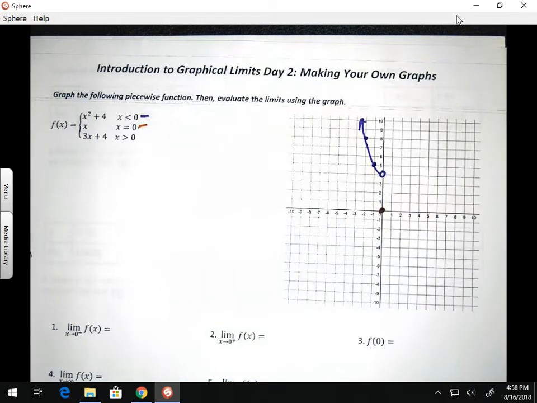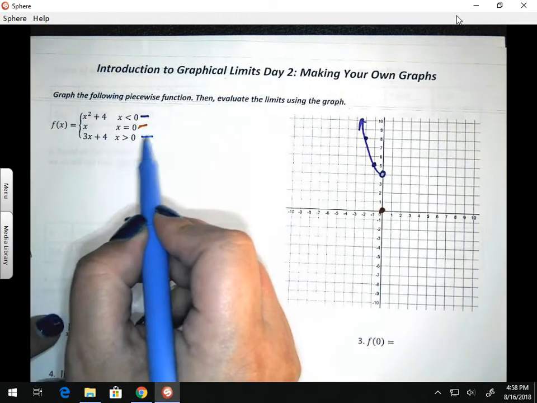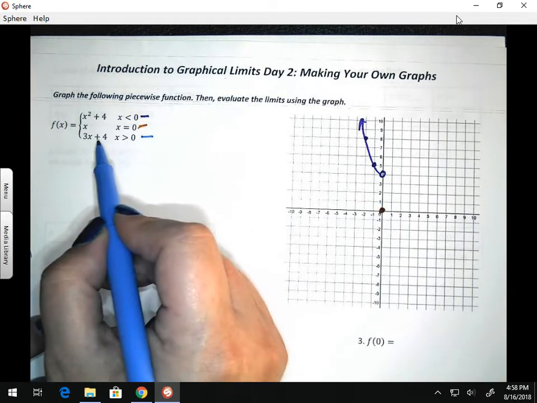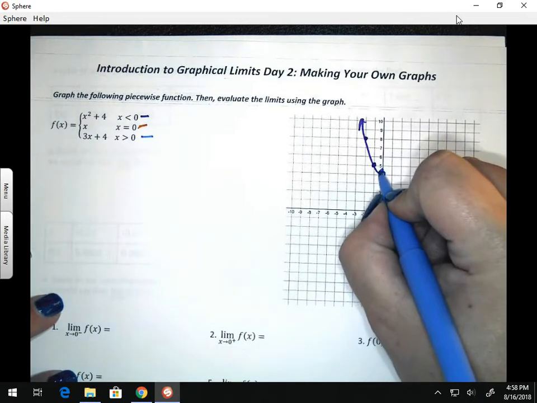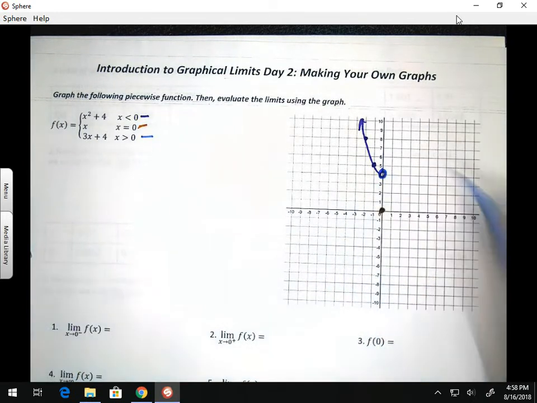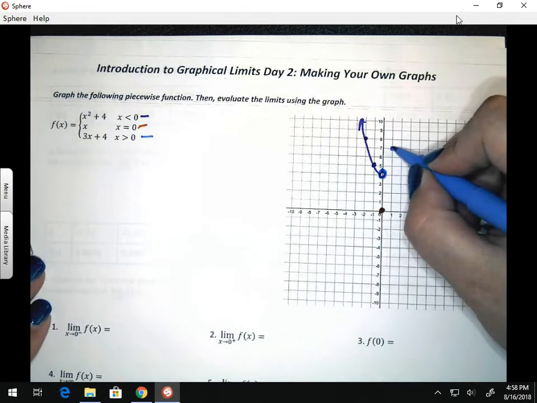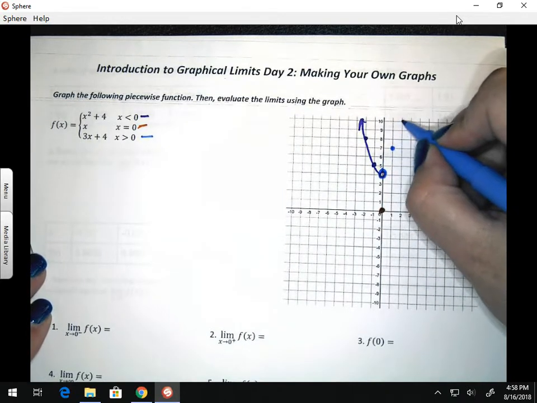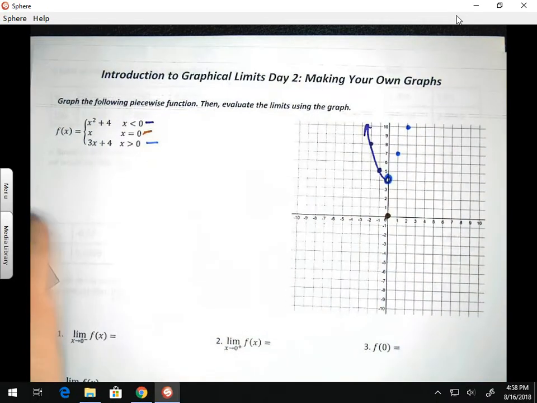And then we also have a line, 3x plus 4, for when x is greater than 0. So if we plug 0 in there, we actually get 4 again. So I'm going to go ahead and just put an open circle around the open circle that we already have, and then go ahead and use our slope of 3. Over 1, up 3, over 1, up 3. And we can make a nice line.